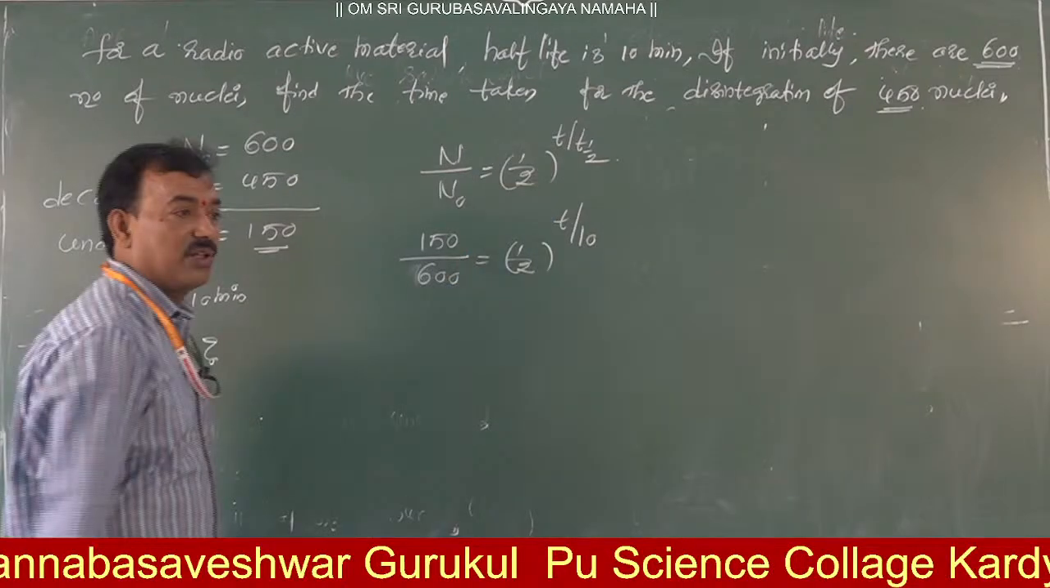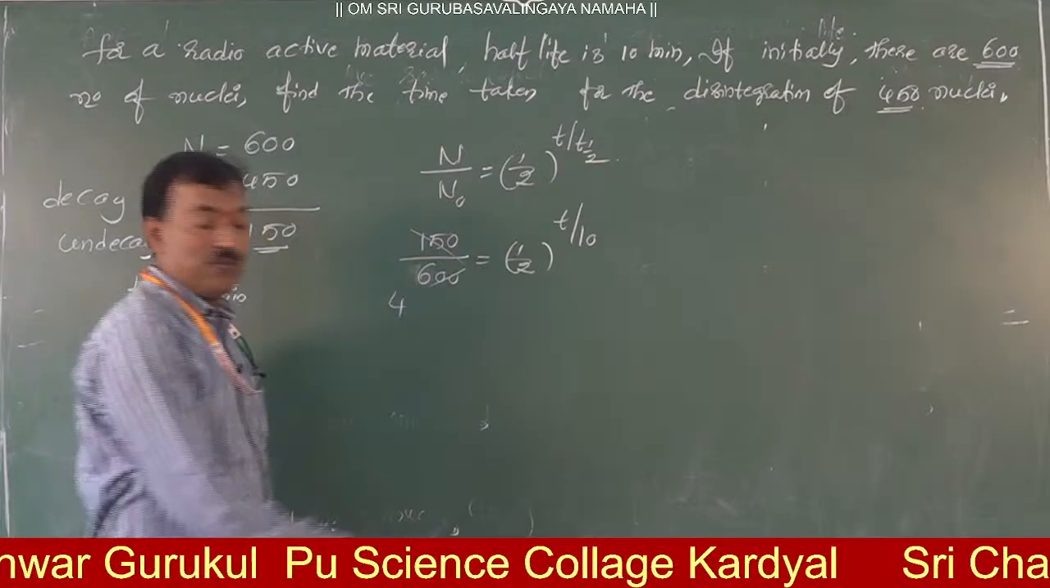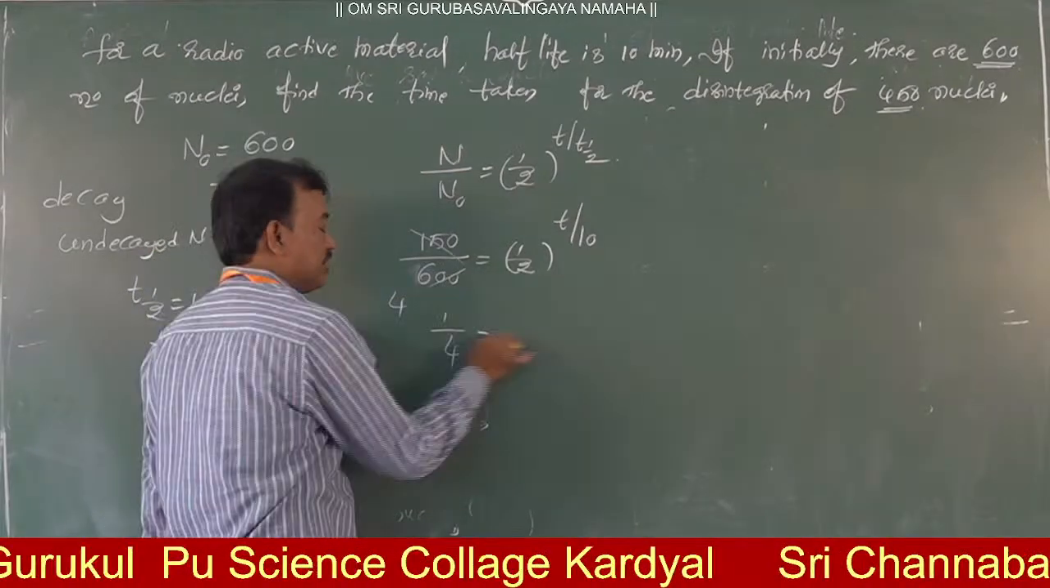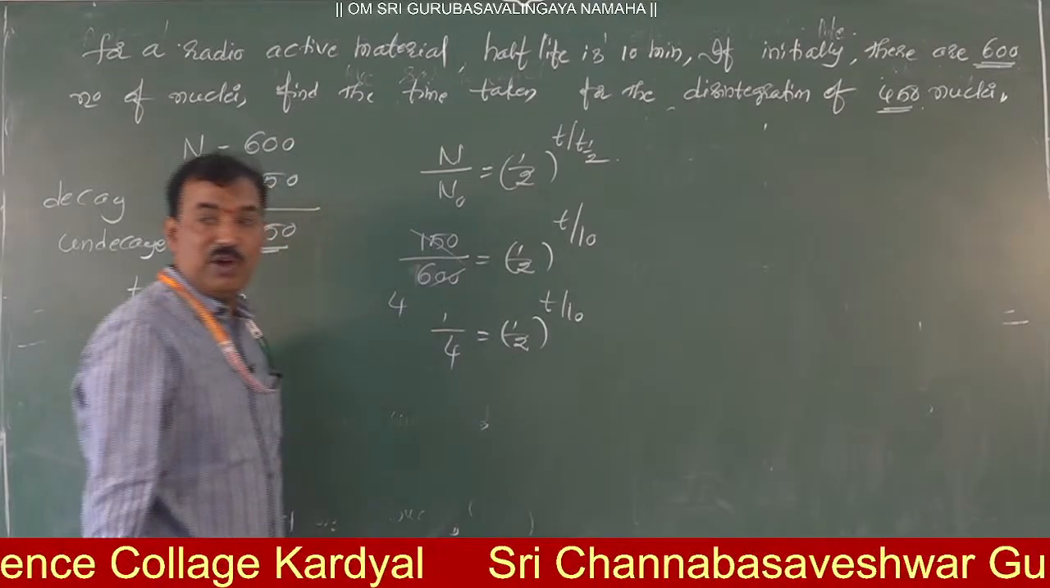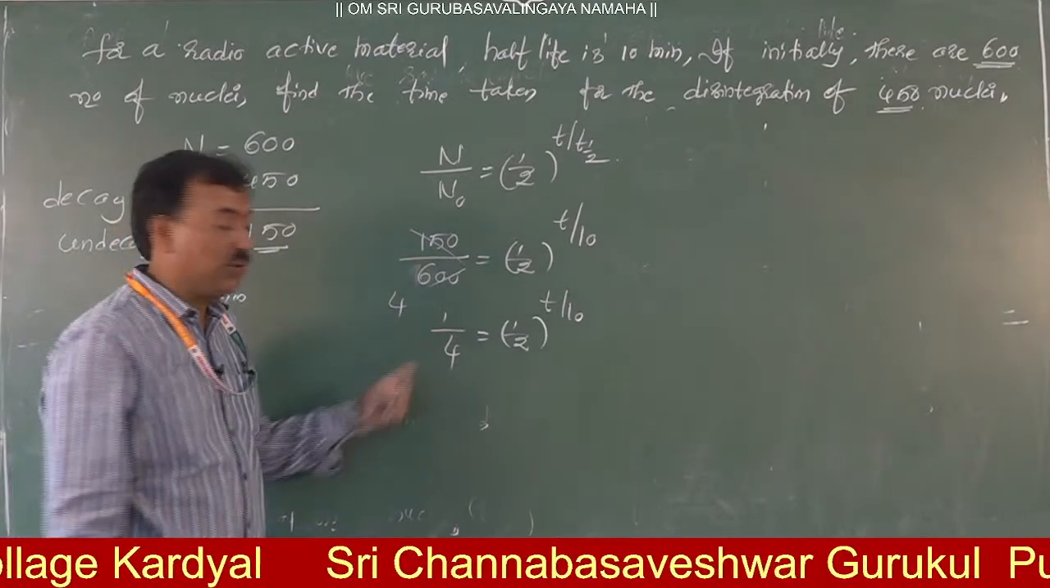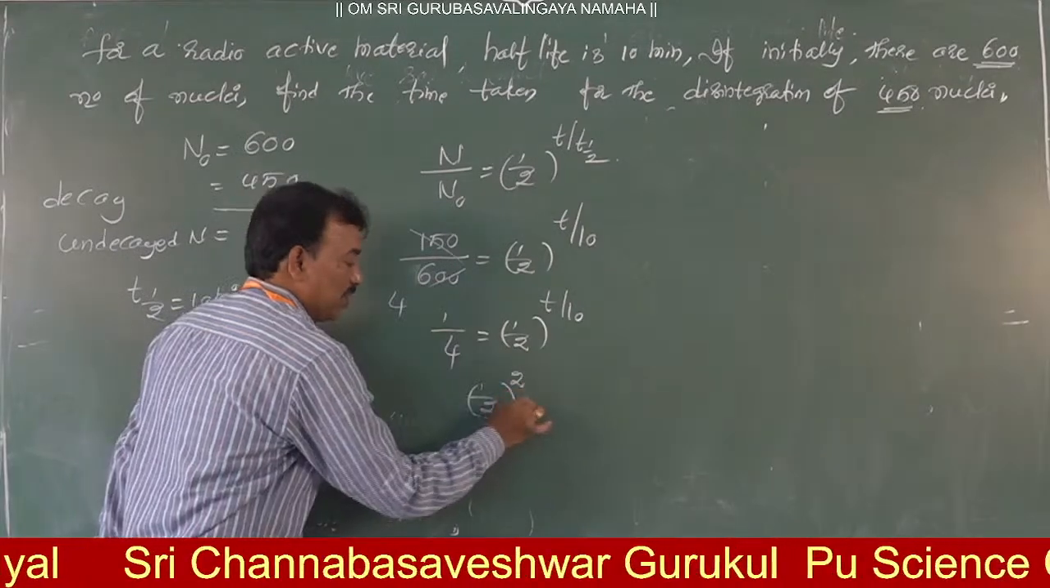150 ones are 150, fours are 600. So 1 by 4 is equal to 1 by 2 to the power of T by 10. 1 by 4 is nothing but 1 by 2 into 1 by 2, so 1 by 2 square.